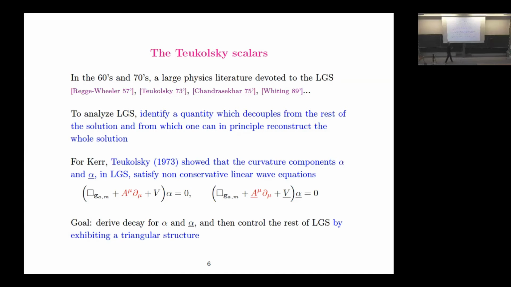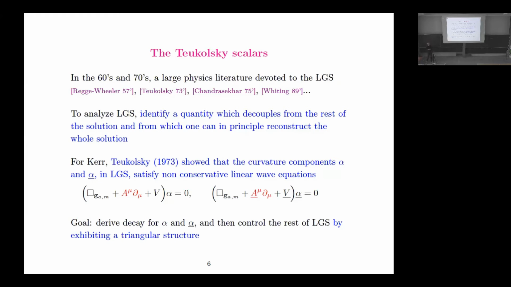This requires first defining a first component, and of course these are systems of PDEs, so there's no reason why this should in fact be true. But it turns out that there is an algebraic miracle which allows Teukolsky to find not one such component, but in fact two such components, and these are precisely the extreme curvature components alpha and alpha bar I wanted to single out.